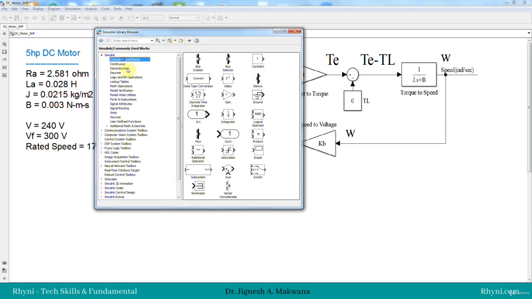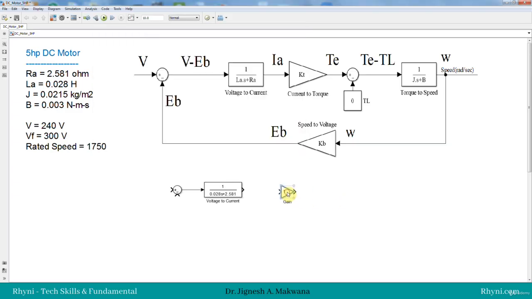So again I will go to the commonly used blocks under the Simulink library, and I will take the gain block. So gain represents the constant KT. KT is not given. We will see how to find the constant KT. At present keep it as it is, 1. I am writing constant KT.